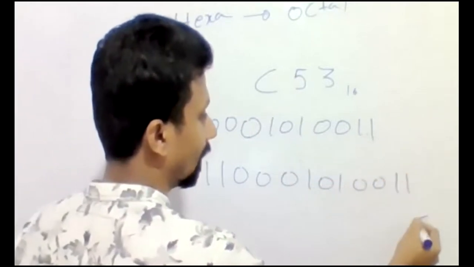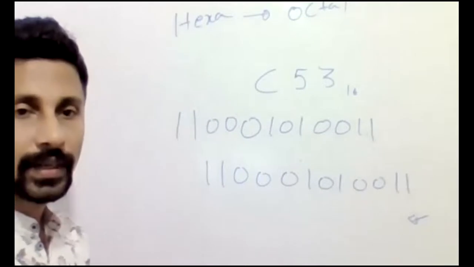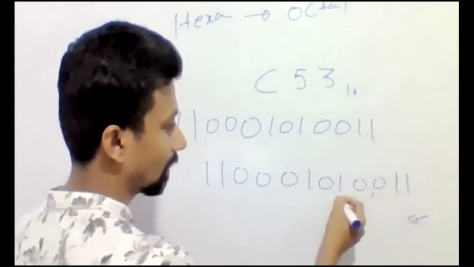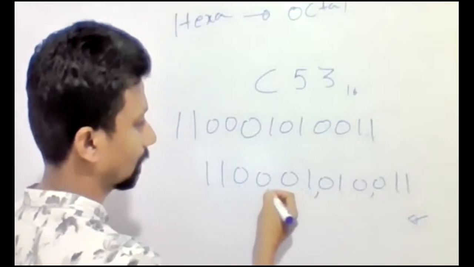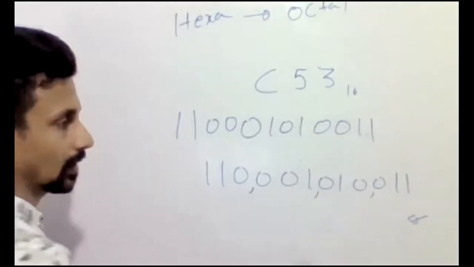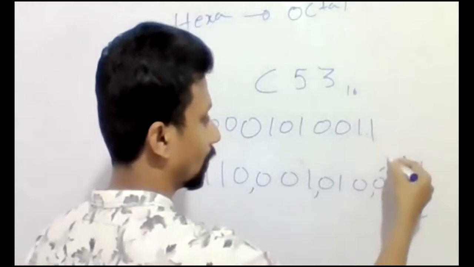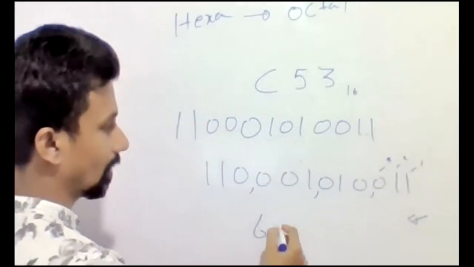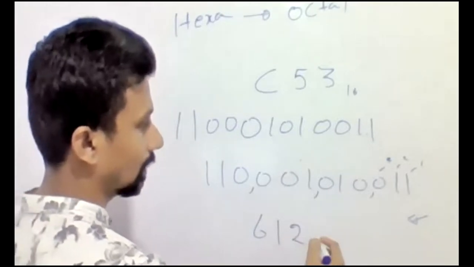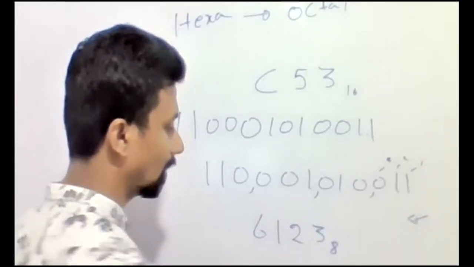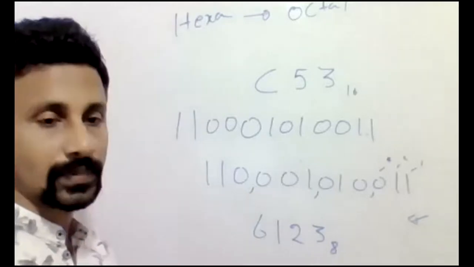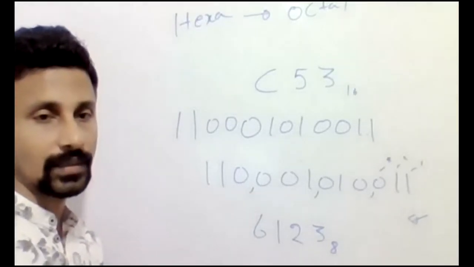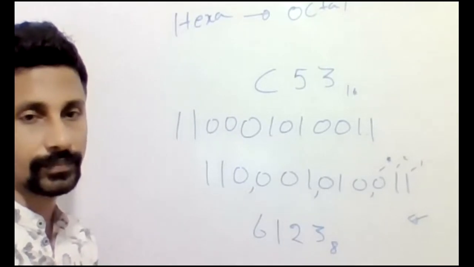0101. Then from right hand side, separate each 3 digit to convert it to octal. So here you have separate, here, here. Then take the values from each part, 1, 2, 4 like that. So here you get 6, here you get 1, here you get 2, here you get 3. So your answer will be 6123 in octal. Take this down as example.